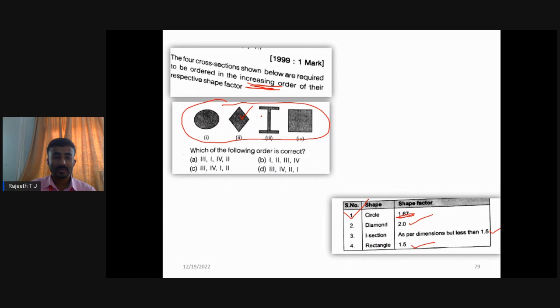So we need to place them in increasing order. The first one, I need to put the least one, that is option 3 here. The third one is 1.5, that is the I section. The fourth one is the rectangle, again 1.5. Then the circle, which is 1.67, greater than 1.5. The last one is 2. So I need to place them in increasing order, therefore the diamond will come in the last place.